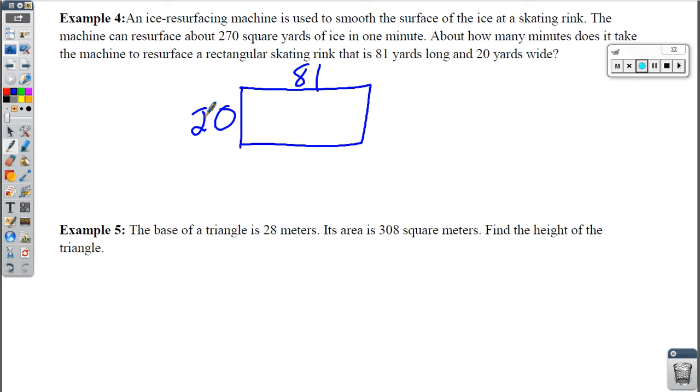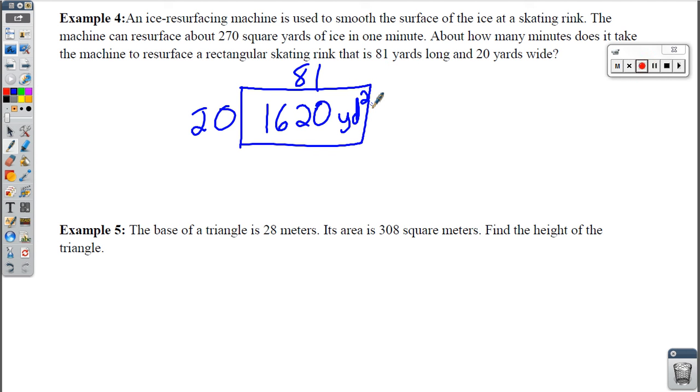Well, before we figure out how many minutes it takes, let's figure out what the actual area is. So we can resurface 270 square yards in 1 minute. So to figure out the time, we first need to know how much area there is there. So for the area, we just take length times width. That's going to be 81 times 20. And the total area is 1,620 square yards.